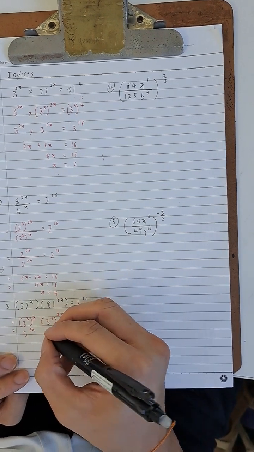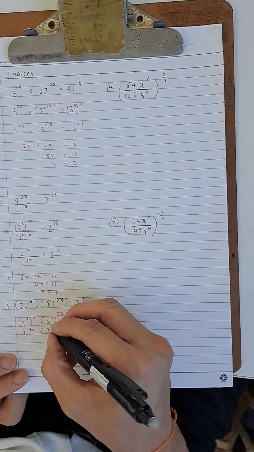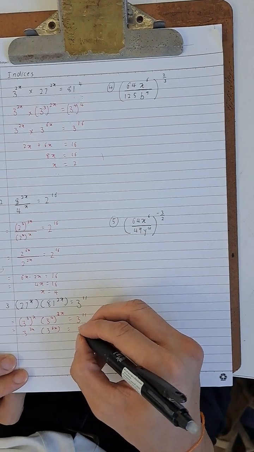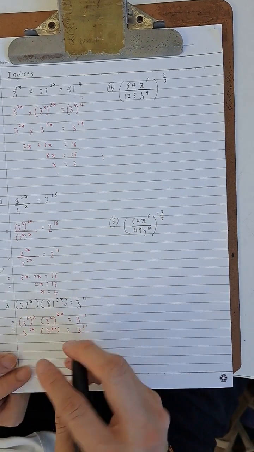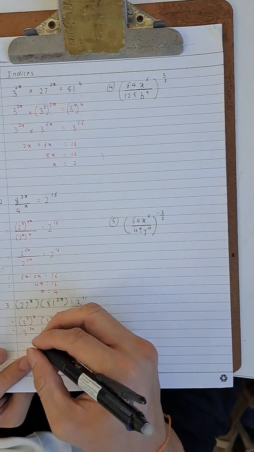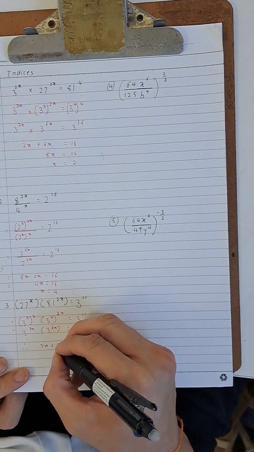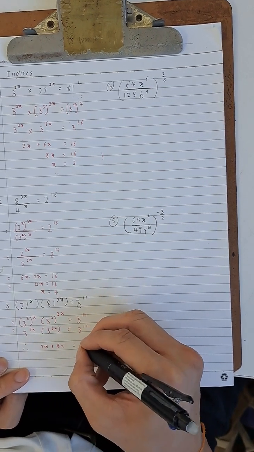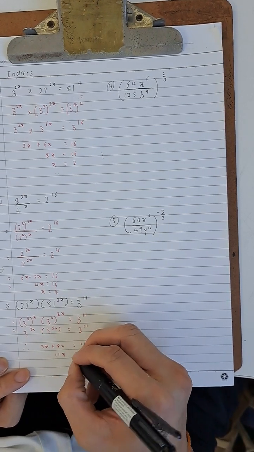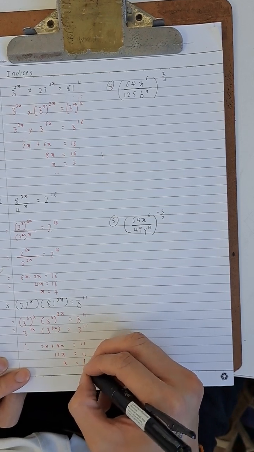Okay, and then I multiply with 3 to the power of 8x, and this is equals to 3 to the power of 11. Alright, so since I'm multiplying the same bases, alright, means I can compare the power. So therefore 3x plus 8x is equals to 11. Alright, 3 plus 8, that's gonna give you 11x equals 11, so x equals to 1.